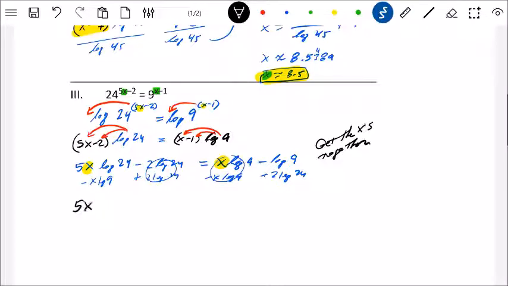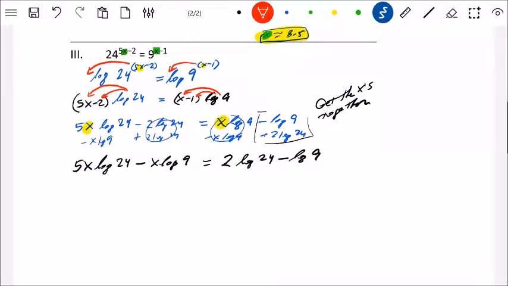So what I have, or it keeps the x values on one side, I should say, all together there, minus x log 9 equals, we have a couple of choices here. Put the positive in front or the negative in front. It doesn't matter for this group here. I'll put the positive one in front. 2 log 24 minus log 9.